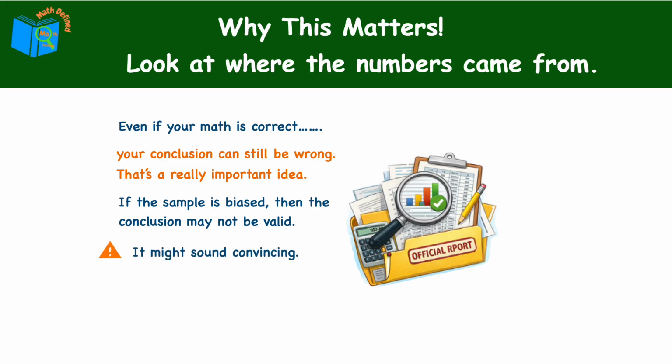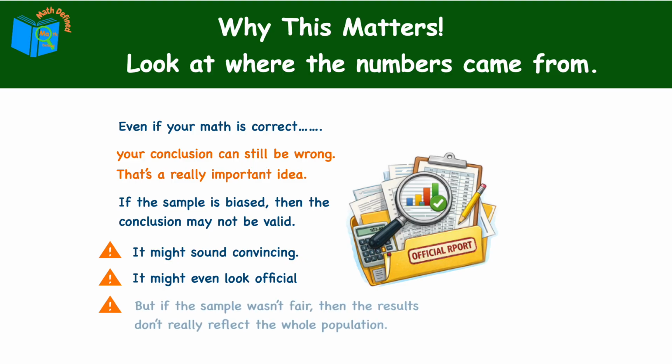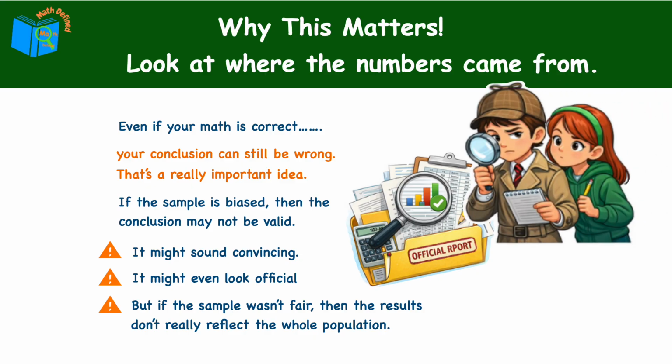It might sound convincing. It might even look official. But if the sample wasn't fair, then the results do not reflect the whole population. That means the data could lead people to believe something that isn't actually true. So whenever you see data, don't just ask, what do the numbers say? Also ask, where did those numbers come from?